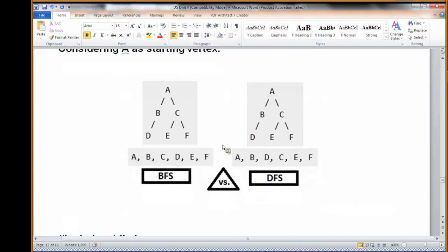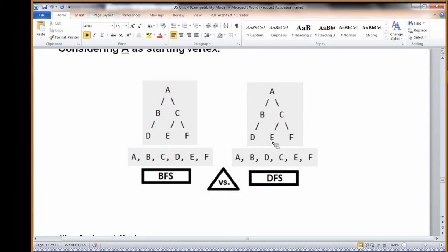a graph is like this: A, B, C, D, E, F. In case of BFS, the visiting will be done A, B, C, then D, E, F. A, B, C, D, E, F. But in case of DFS, first A will be visited, then left node B will be visited, then left node D will be visited. If any left, right, till the leaf node it will be visited, and then it will come to the root node. Then it will go to the right side of the root node, C will be visited.